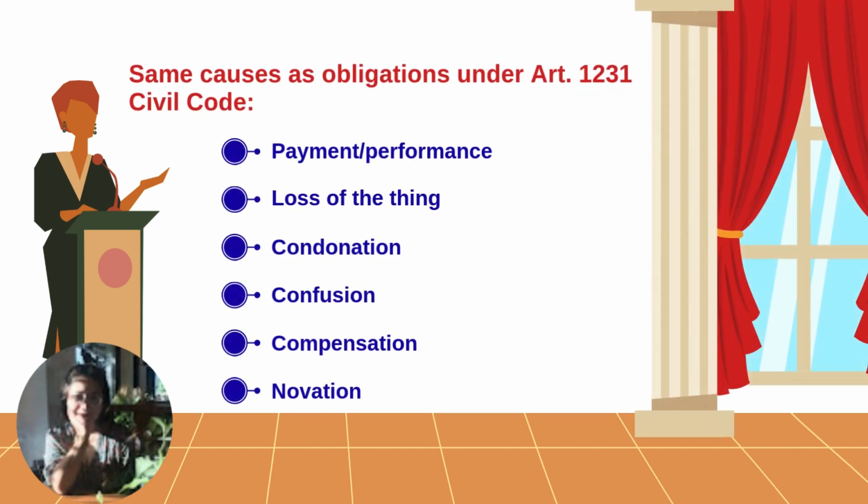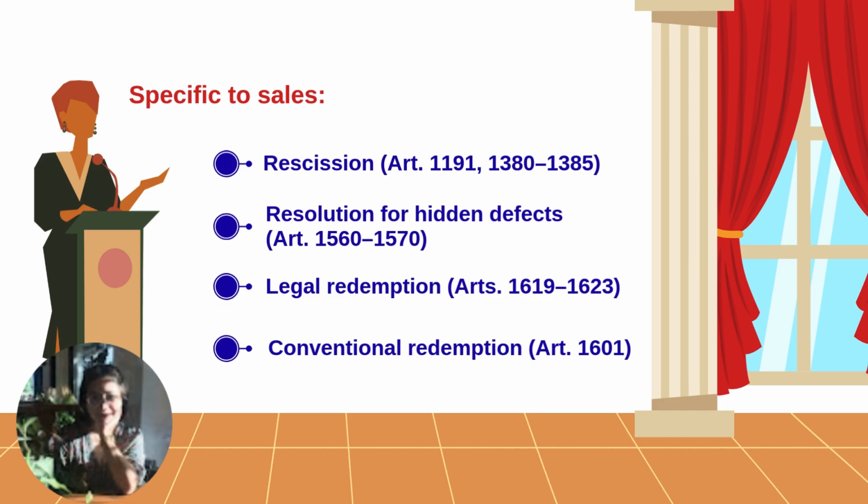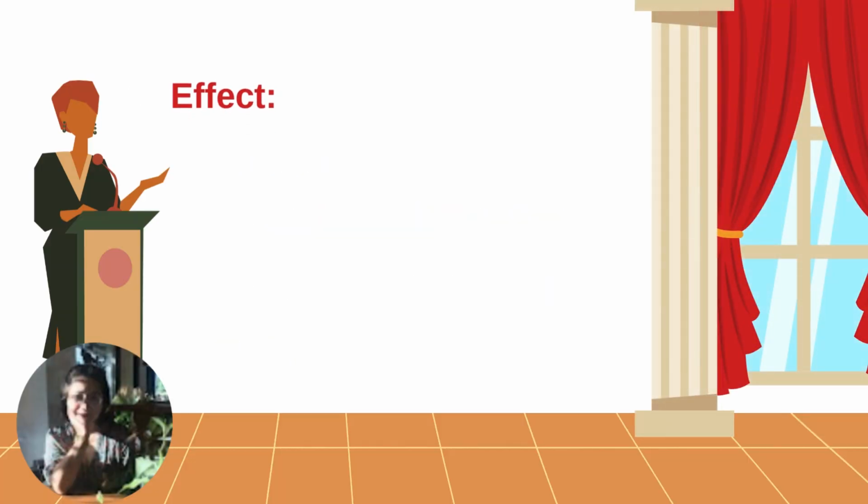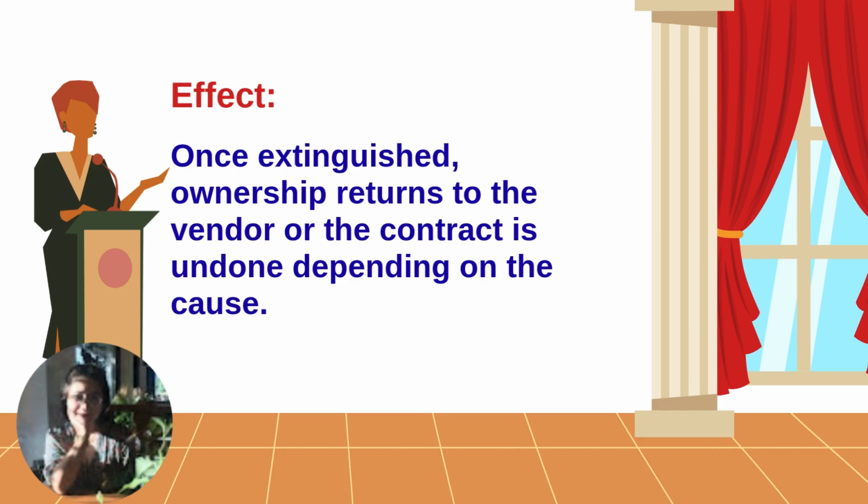Causes of the extinguishment of sale. Sales can be extinguished by causes common to all obligations, such as payment or performance, loss of the thing due, condonation or remission, confusion or merger of rights, compensation, evasion, rescission, resolution of hidden defects, legal redemption, and conventional redemption. Once extinguished, ownership returns to the vendor or the contract is undone, depending on the cause.